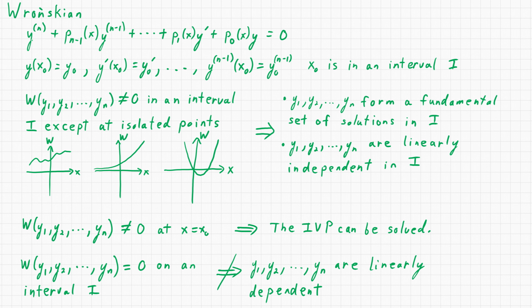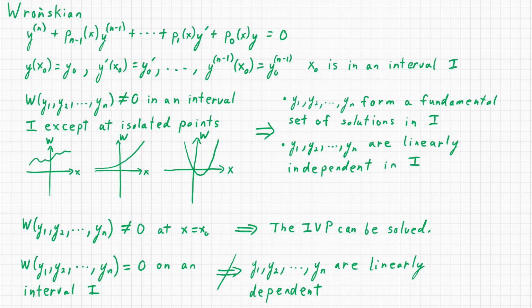So let's say the Wronskian is a parabola. So you start out positive. As x increases, eventually you cross the x-axis. The Wronskian becomes negative. Then x increases some more. You cross the x-axis again. The Wronskian becomes positive. Those 2 points are isolated points where the Wronskian is 0. So that's okay. So the Wronskian does not equal 0 in an interval I, except at isolated points. That implies these functions y1, y2, dot dot dot up to y sub n form a fundamental set of solutions in the interval I. And kind of equivalently, y1, y2, dot dot dot up to y sub n are linearly independent in the interval I.